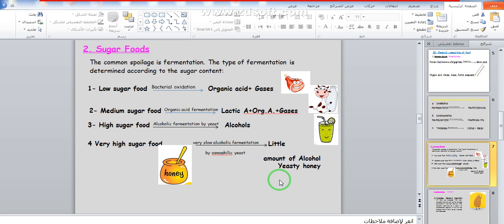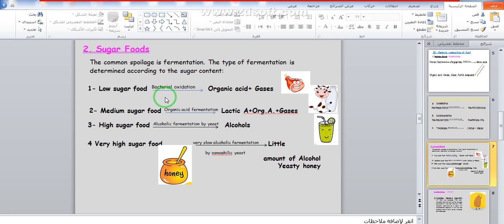The second category of foods is sugar foods. The common spoilage of them is fermentation. The type of fermentation is determined according to the sugar content. So, we will classify sugar foods into 4 classes according to sugar content. Foods with low sugar content, like meat: the type of fermentation is bacterial oxidation.